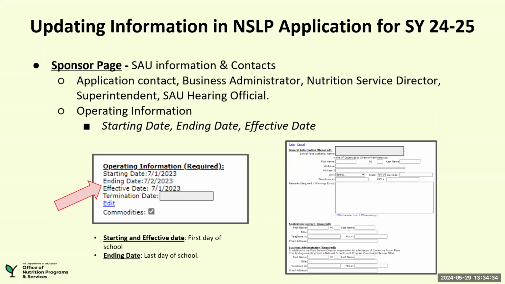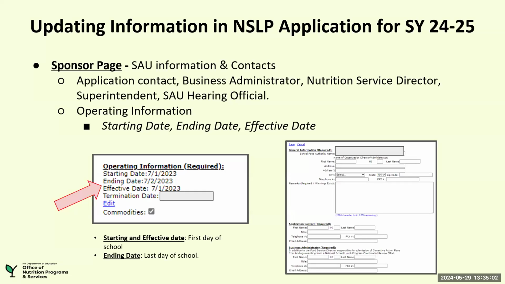On the sponsor page, the application data entry will need to make sure the application contact, business administrator, nutrition service director, superintendent, and SAU hearing official are all up to date. Please remember, the application contact must be an SAU employee, not a Food Service Management Company employee. Make sure the hearing official on the sponsor page matches the hearing official on any documents that are uploaded to the NSLP application.